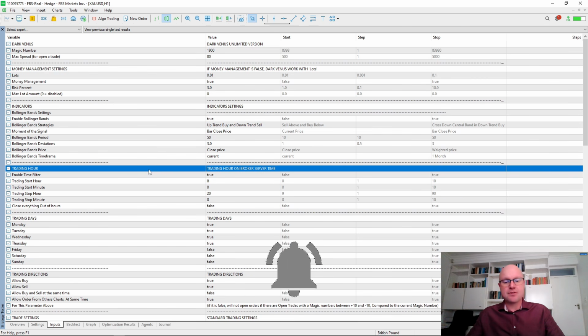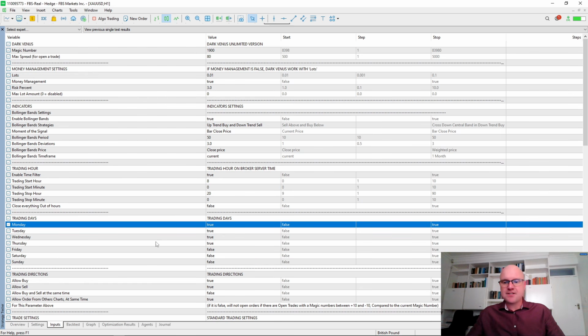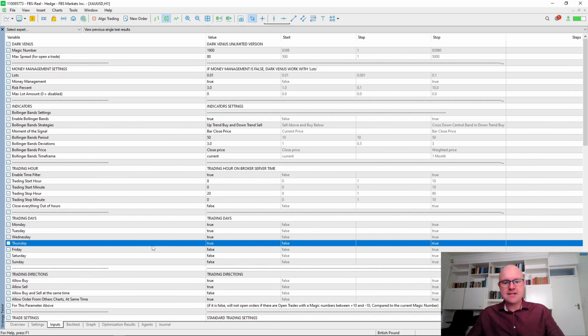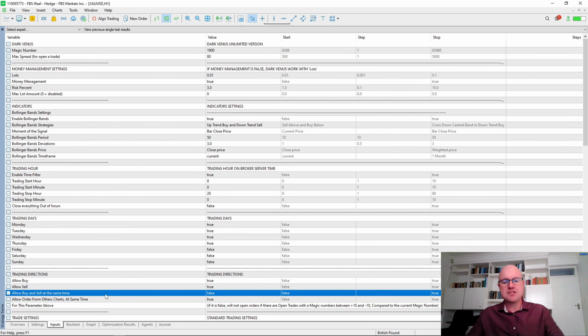Then when it comes to the trading days, I've left most of these on true, including Monday, Tuesday, Wednesday, and Thursday. However, I don't want it to enter new trades on Fridays, so I've set that to false, and the same for Saturday and Sunday. Then I wanted the set file to be FIFO compliant, or in other words, first in, first out, so I've set allow buy and sell at the same time to false.